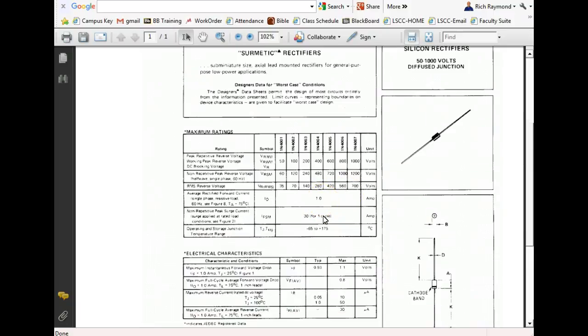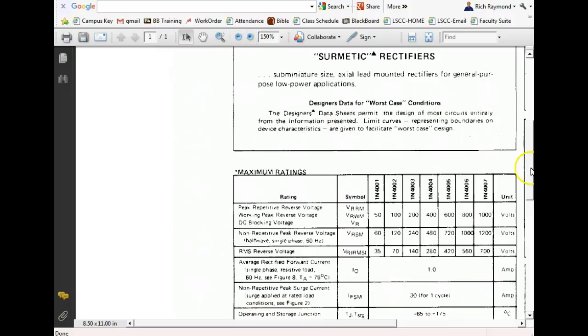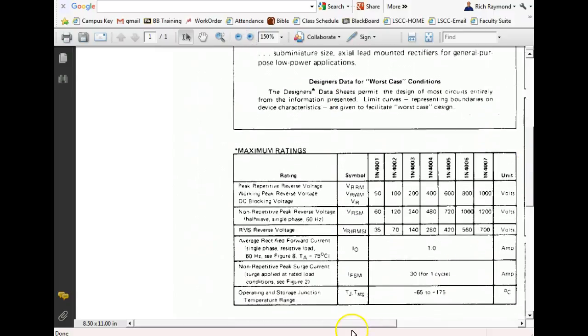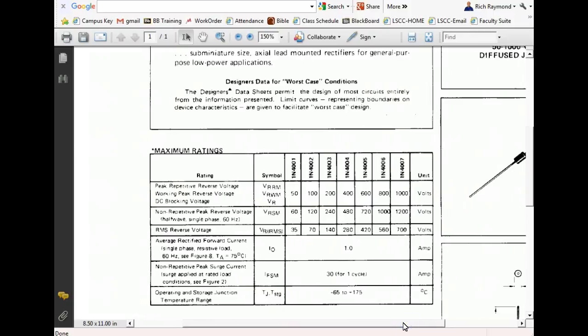So we're concerned with this. What's 1 amp? Can y'all read that? What is 1 amp? Yeah, that's your forward current, right? So average forward current. As long as we run an average forward current that doesn't exceed 1 amp, this guy here is fine. So this would work real good in a 1 amp half wave. It would work fine in a 2 amp full wave.